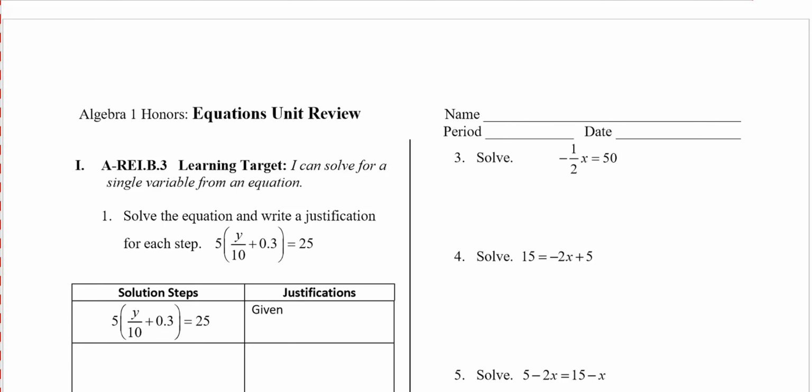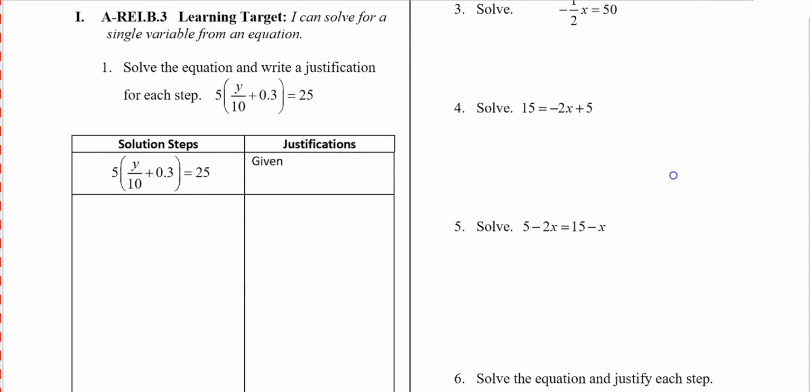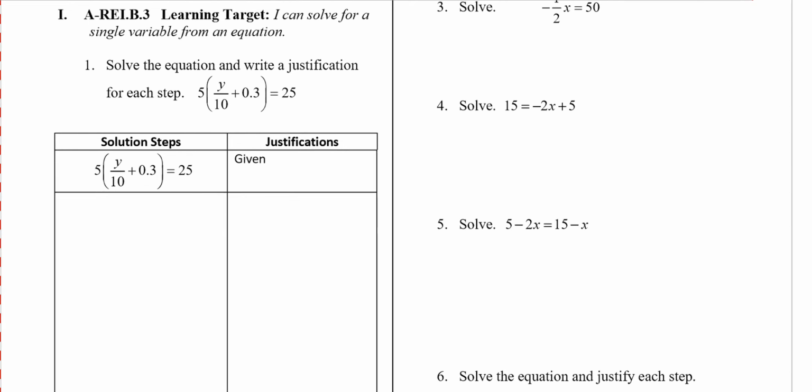Alright, this is the review for the equations unit, unit 1 for Algebra 1. So if we start with number 1, there are a couple ways we can go about this. Since I have this 5 out front that's being multiplied, instead of distributing, I'm going to divide the entire equation by 5. So I'm going to divide the left side by 5 and the right side by 5 to get y over 10 plus 0.3 is equal to 5. That was the division property of equality.